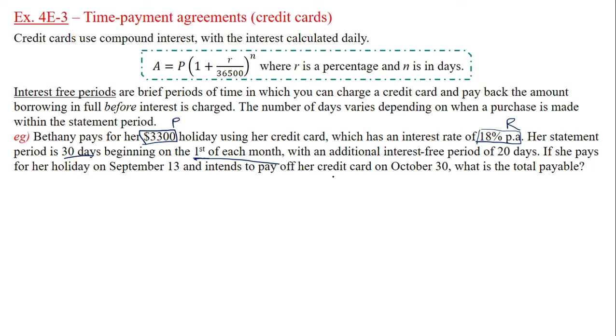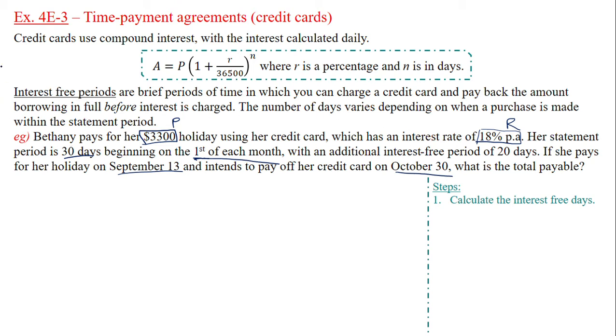So say she charges something on the 1st of January, she has until the 20th of February to pay it back without interest. If she pays for her holiday on September 13, and intends to pay off her credit card by October 30th, what is the total payable? So how much is she actually going to pay on her credit card?